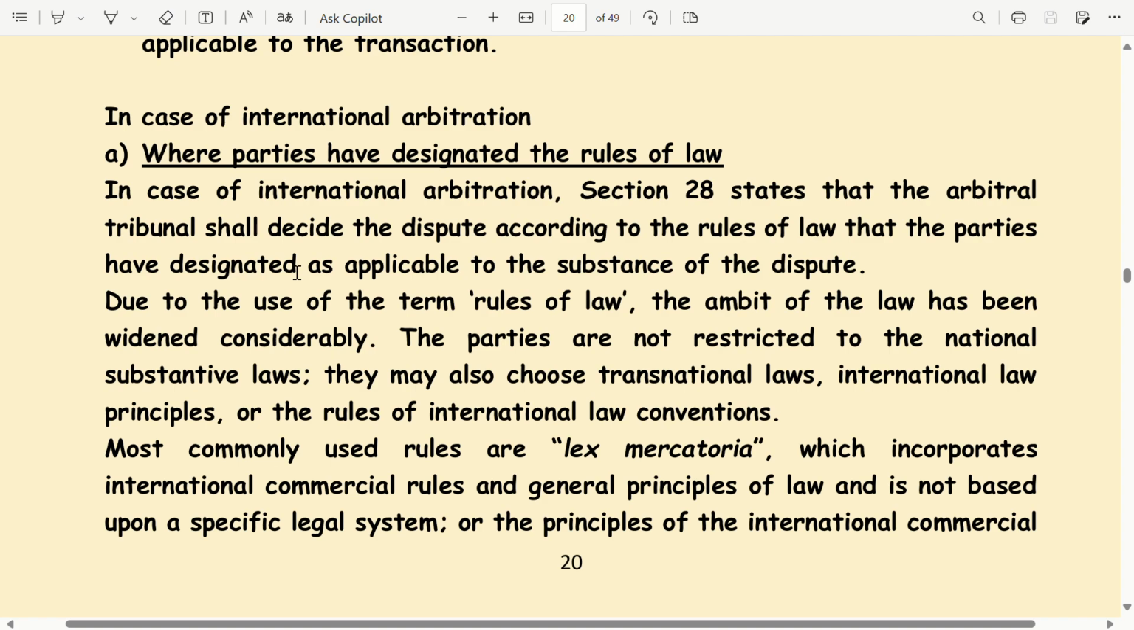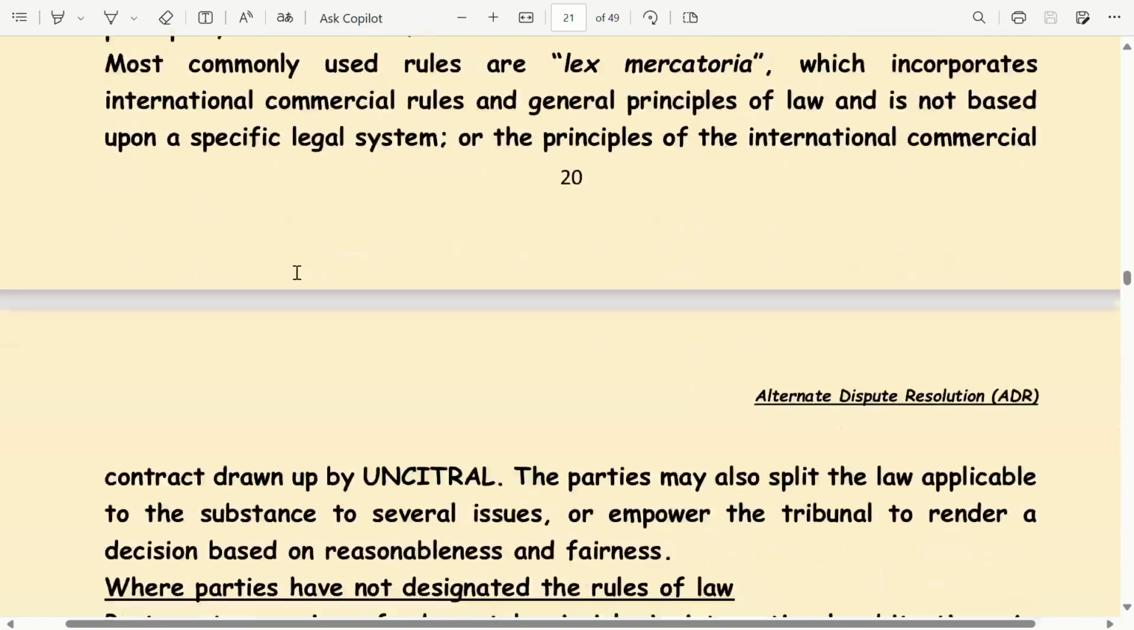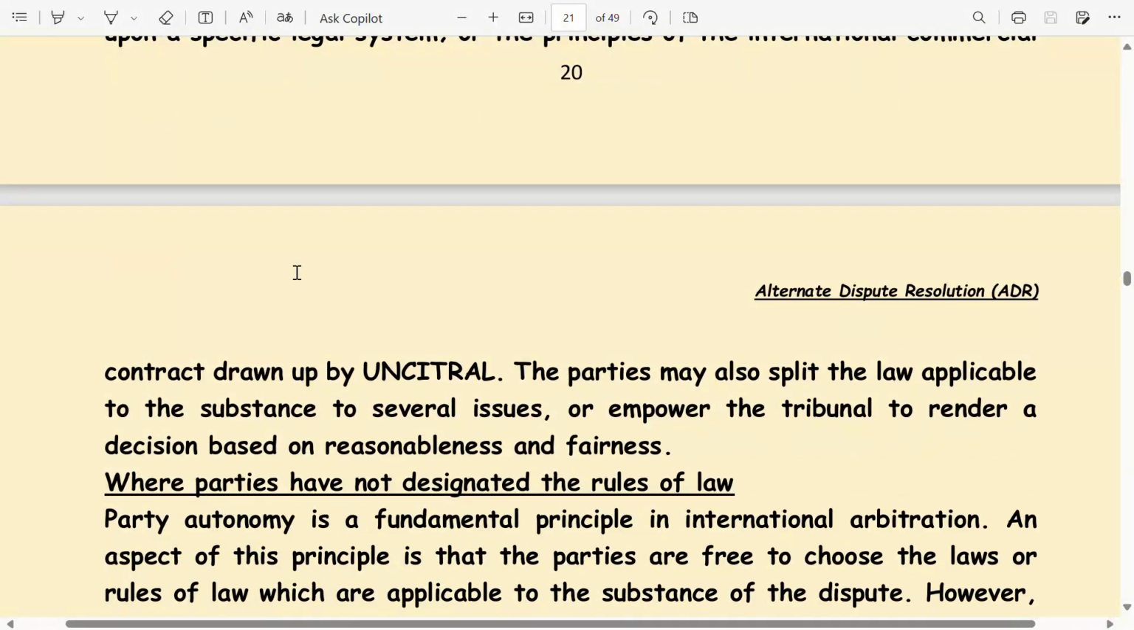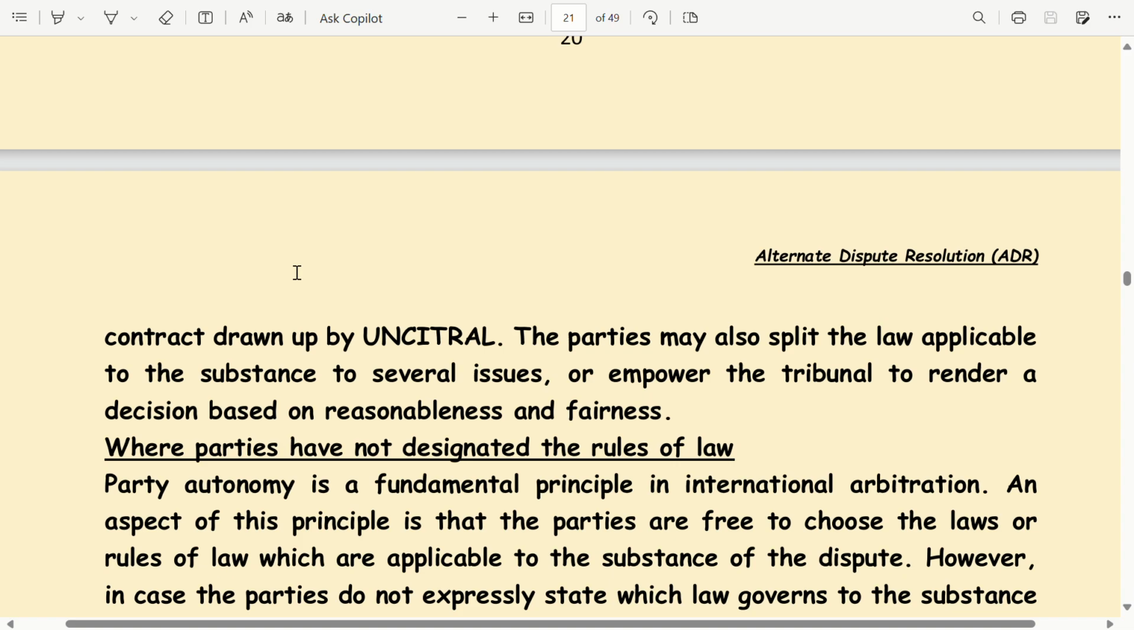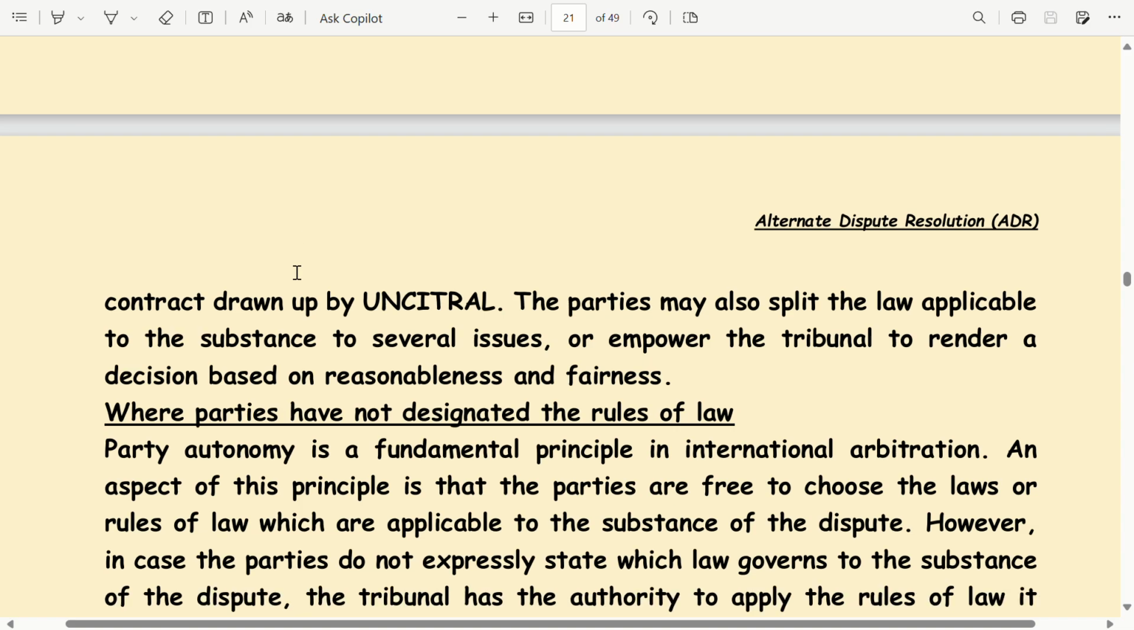Due to the use of the term rule of law, the ambit of the law has been widened considerably. The parties are not restricted to the national substantive law. They may also choose transnational laws, international law, principles, or the rule of international law conventions. Most commonly used rules are lex mercatoria, which incorporates international commercial rules and general principles of law and is not based upon a specific legal system, or the principles of the international commercial contract drawn up by UNCITRAL. The parties may also split the law applicable to the substance to several issues or empower the tribunal to render a direct decision based on reasonableness and fairness.